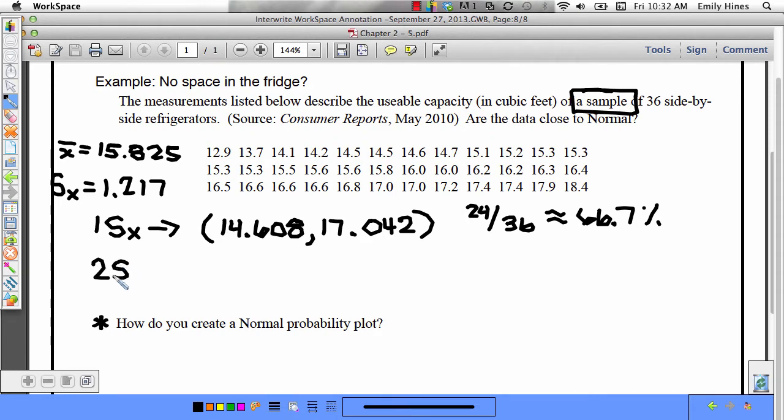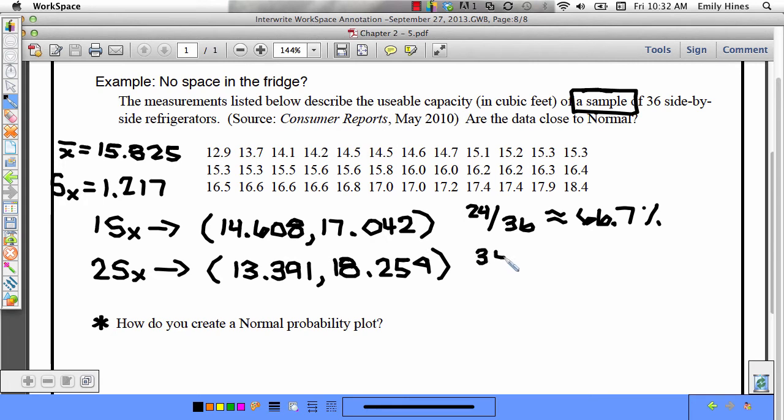Two standard deviations would be 13.391 and 18.259. That's 34 out of the 36, which would be about 94.4%. Again, pretty close to 95.